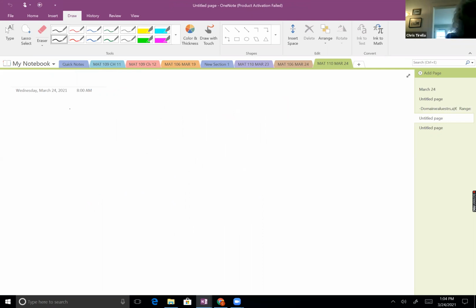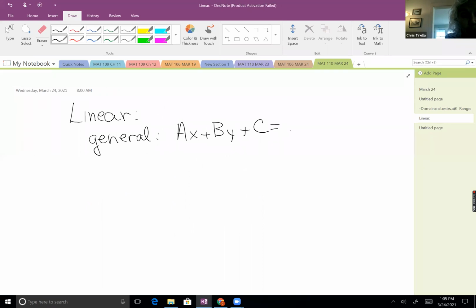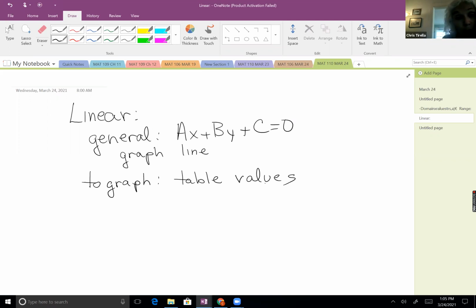last class, we talked about functions and we talked about linear functions. We said that the general form is ax plus by plus c equals 0. We said that the graph is going to be a line. And we said to graph it, we can always make a table of values. We'll have other methods of graphing, hopefully some of them after today.